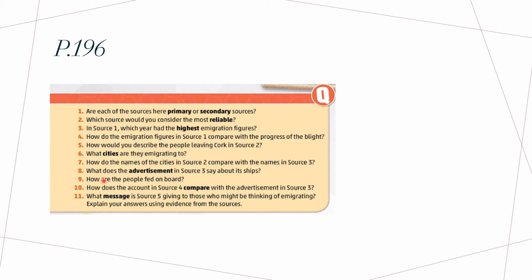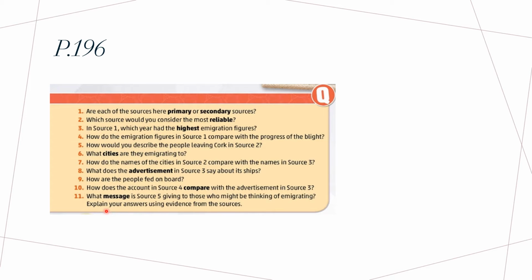Question 8, what does the advertisement in source 3 say about the ships? So that's looking at, were they advertising them as nice living conditions? Were they saying that it would be a luxurious boat in comparison to what they really were? And just to figure out, because people were trying to sell these tickets on board ships. Question 9, how are the people fed on board? So what are the living conditions and food on board? Question 10, how does the account in source 4 compare with the advertisement in source 3?